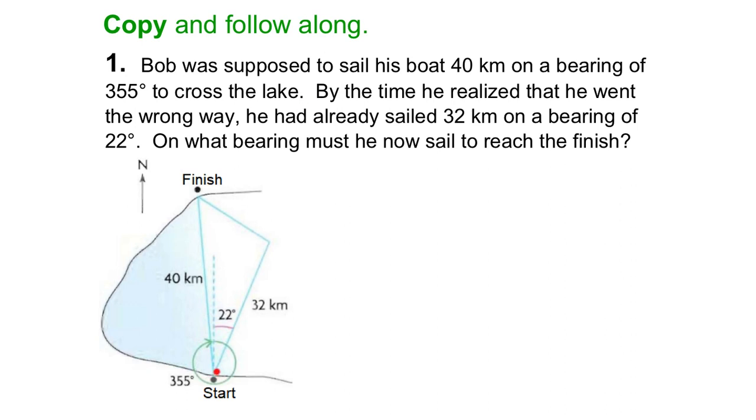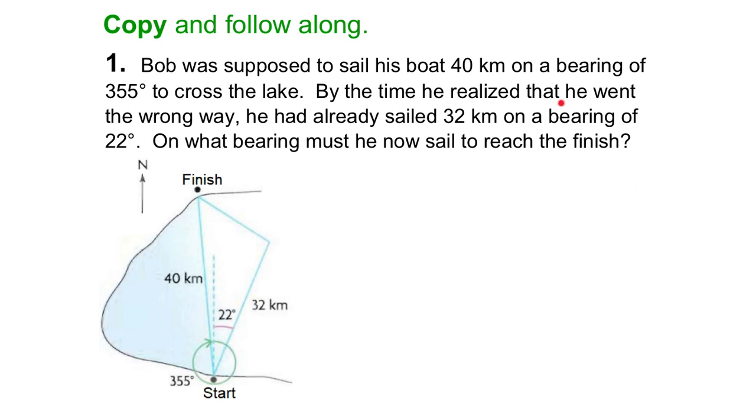Here's where he's starting. He's supposed to sail on this solid line across the lake to the finish line. Notice the bearing is 355 degrees. They're showing that in the drawing. Here's the north line. This dotted line is facing north. 355 degrees around. Now we're on this bearing. So it's a little towards the west, away from north. That's the bearing he was supposed to go on.